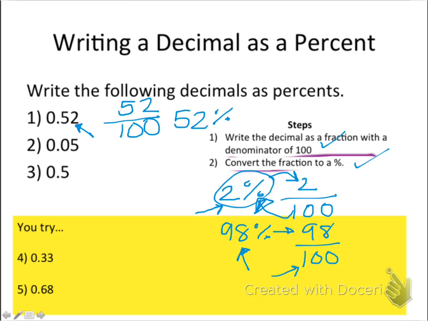Okay. Next one. Write the decimal as a fraction with a denominator of 100. Okay, I would say this decimal as 5 hundredths. So if I was to write that as a fraction, I'd write 5 hundredths, or 5 out of 100. Okay, now step 2, convert the fraction to a percentage. 5 out of 100, written as a percentage, is 5%, because 5% means they got 5 out of 100.